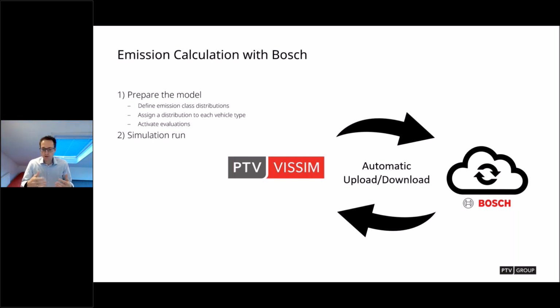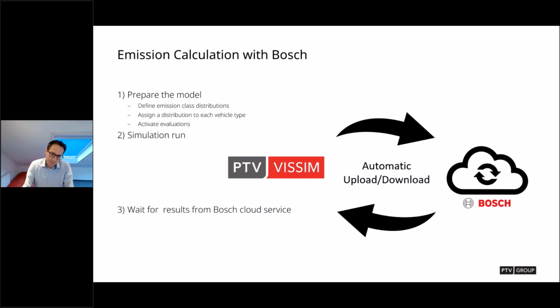Similar to a desired speed, when a vehicle enters a network, one specific emission class is taken from the distribution and assigned to the vehicle, and all that is sent up to the Bosch cloud. Bosch then calculates the emissions based on this information, as they also do for real vehicles. They now do that for simulated vehicles too. So step 3 is to just wait a little bit for the results.